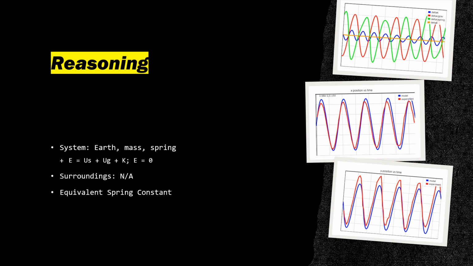My system included the Earth, the mass, and the spring, and I didn't have any surroundings. I did this so that the total work would equal zero, and so I could calculate all components of the delta energy, including the spring potential change, the gravitational potential change, and the kinetic energy change.